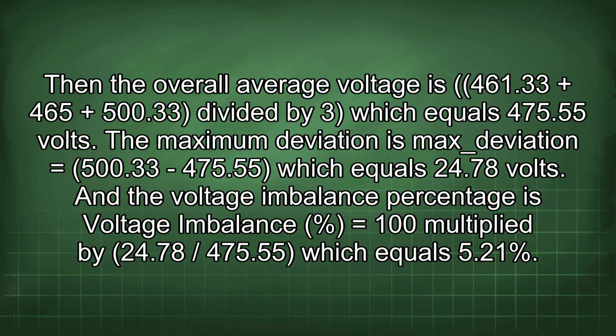Then the overall average voltage is (461.33 plus 465 plus 500.33) divided by 3, which equals 475.55 volts. The maximum deviation is max deviation equals 500.33 minus 475.55, which equals 24.78 volts. And the voltage imbalance percentage is voltage imbalance percent equals 100 multiplied by 24.78 divided by 475.55, which equals 5.21%.